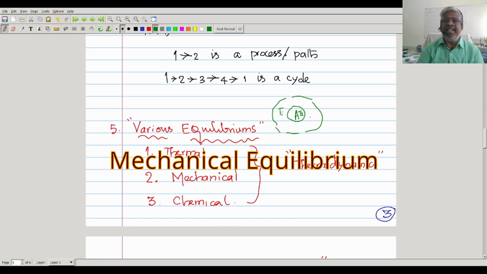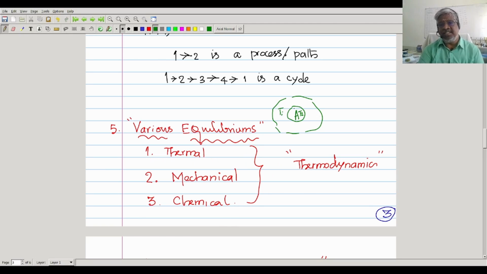Next is mechanical equilibrium. Suppose the system has a movable fixture, a piston. If the pressures on both sides are the same, then you will not see the piston move to and fro in the system. Then we can call this system in mechanical equilibrium with its surroundings. That is, the forces are equal in the surrounding and system.